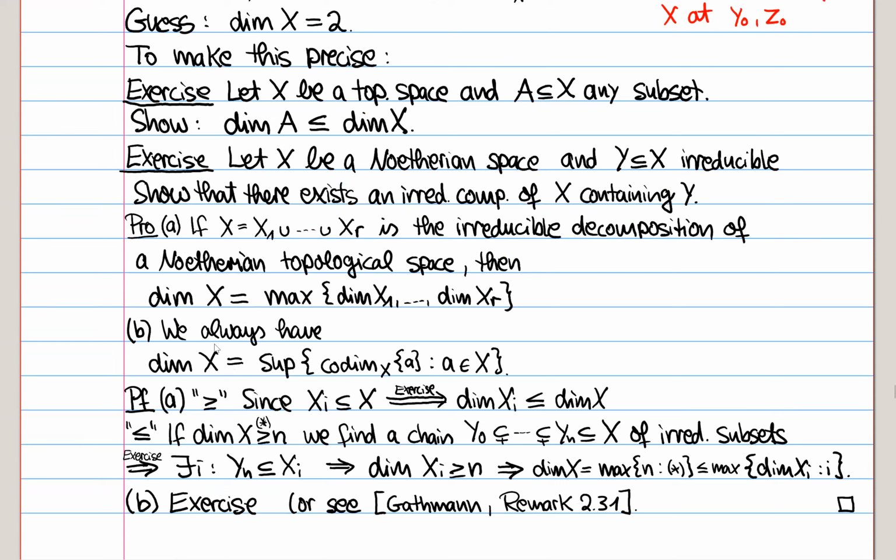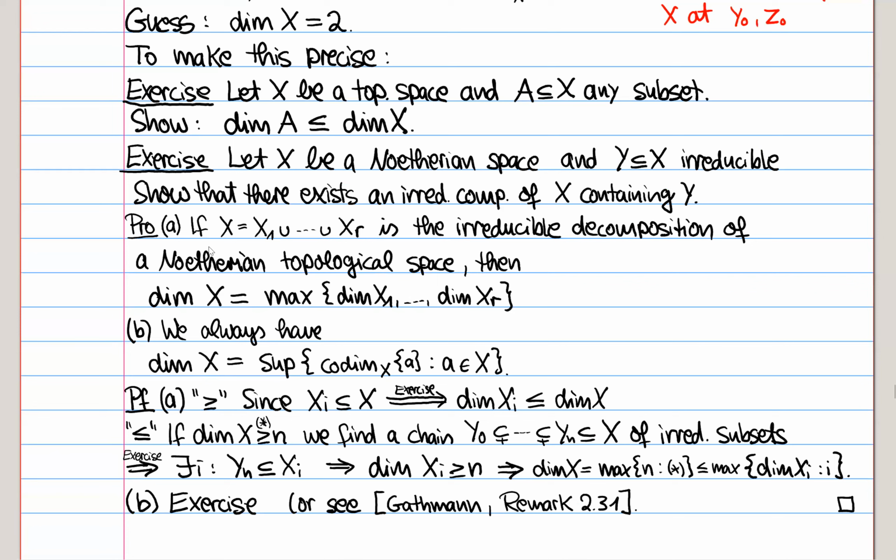And the second thing is that you still have some statement about the dimension of X being able to be expressed in terms of codimensions of 1-point sets, namely the dimension of X is the supremum of all these codimensions when A runs through all of X. And the proof is not so terrible.